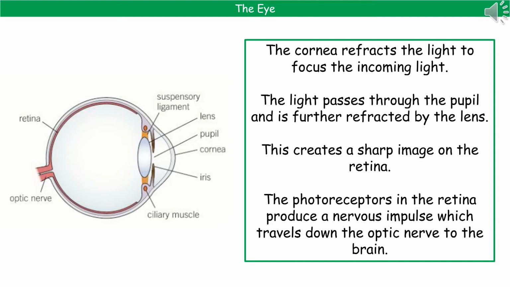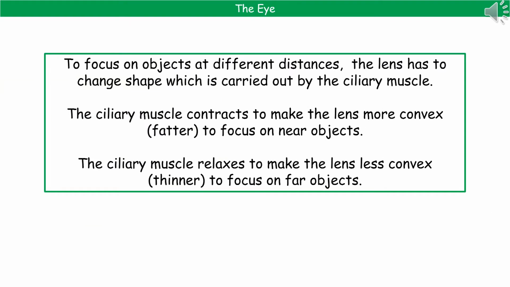And the retina itself has these photoreceptors which will produce a nervous impulse which travels down the optic nerve to the brain. What we need to be able to do is obviously focus on objects that are different distances from us. And in order to do that, our lens has to change shape. And this whole process is carried out by the ciliary muscle. So if we're focusing on a near object, the ciliary muscle contracts and the lens becomes more convex or fatter. And if we want to focus on an object that's further away, the ciliary muscle will relax and make the lens less convex or thinner.